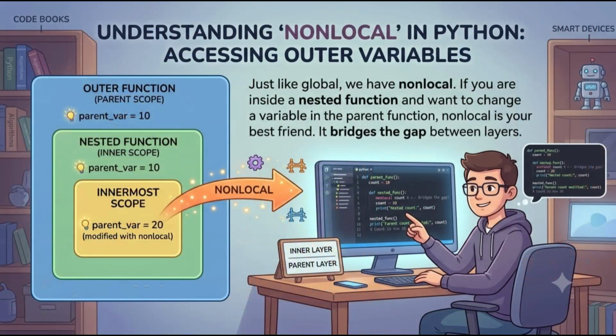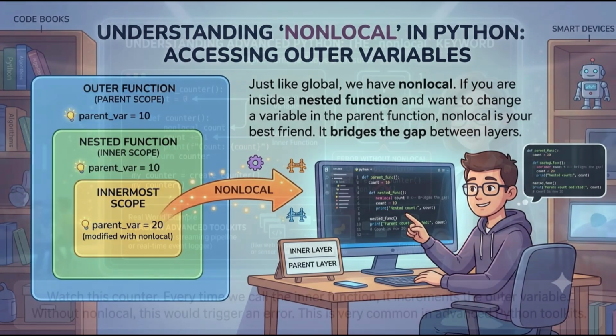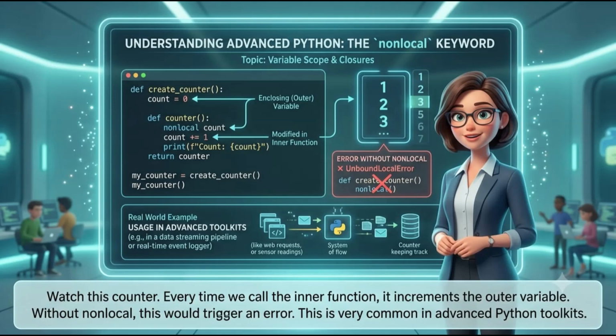Just like global, we have nonlocal. If you are inside a nested function and want to change a variable in the parent function, nonlocal is your best friend. It bridges the gap between layers. Watch this counter. Every time we call the inner function, it increments the outer variable. Without nonlocal, this would trigger an error. This is very common in advanced Python toolkits.